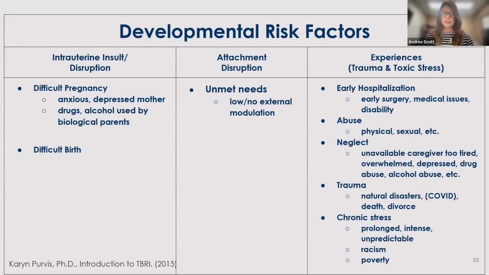Thank you. So here's a list that has been adapted, and I'm going to refer to this as developmental risk factors. So first on the left side, you have an intrauterine insult or disruption. So you have a mother that has maybe a difficult pregnancy. We know that drugs and alcohol can absolutely affect the fetus, right? But sometimes we forget that a mother that is anxious during pregnancy or that is depressed, that can be very difficult for that brain development, because that sometimes causes prolonged and toxic stress that's unpredictable.